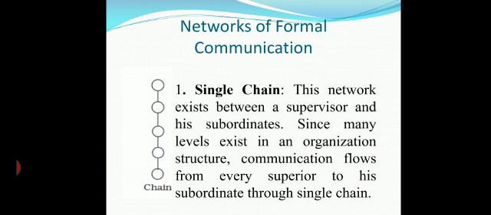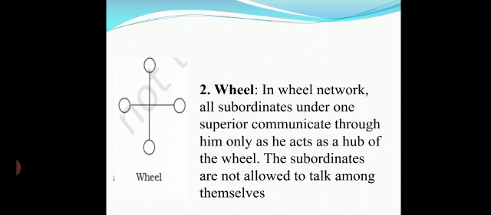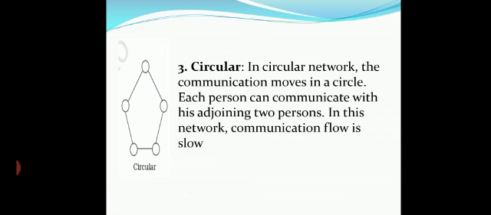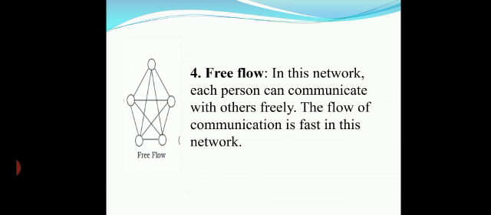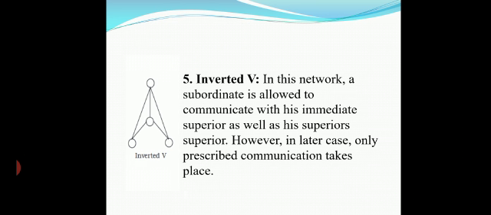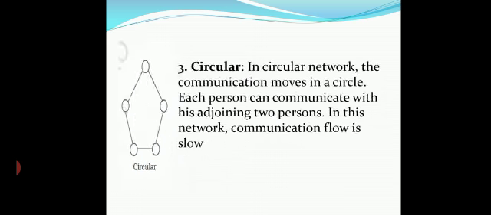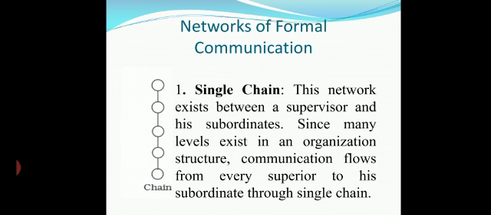Another important topic which we are going to study here is networks of formal communication. The formal communication has some networks. The first one is single chain, then comes wheel, then comes circular, then comes free flow, then comes inverted V. So when communication or passing of information takes place in the organization, it takes any kind of a network. First one we will see is single chain.